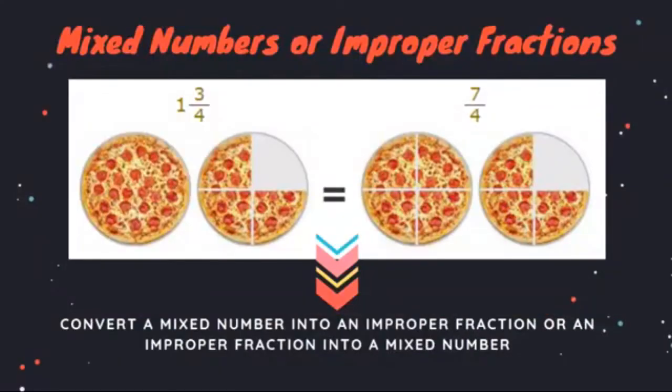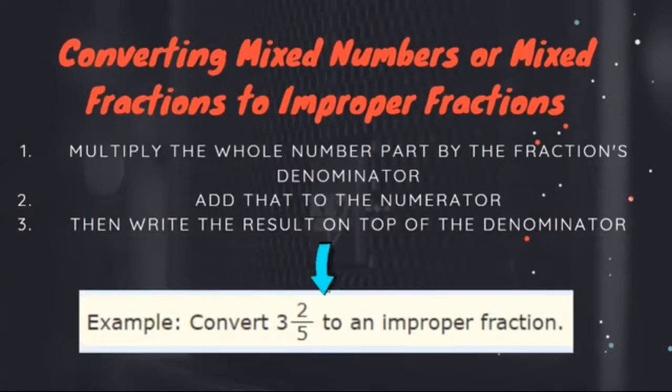Next, we want to learn if we can use either an improper fraction or a mixed number to show the same amount. For example, 1 3 over 4 is equal to 7 over 4, as shown here. That's why later we can convert a mixed fraction into an improper fraction or an improper fraction into a mixed fraction. First, let's discuss how to convert mixed numbers or mixed fractions into improper fractions.